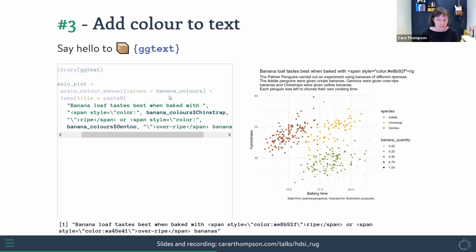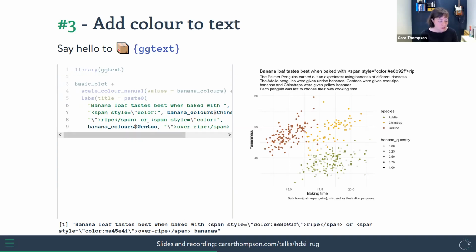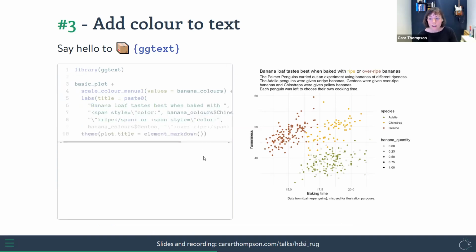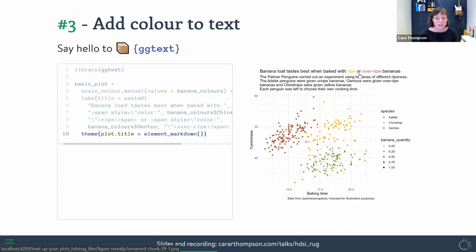The reason why that didn't work is because we need to make one further modification to our code, which is to add element_markdown to our theme. And once we've done that, you can see that the color of the text has changed. Now, you need to be careful with this, because if you've picked a color that doesn't stand out nicely against a white background, it's going to get hard to read.